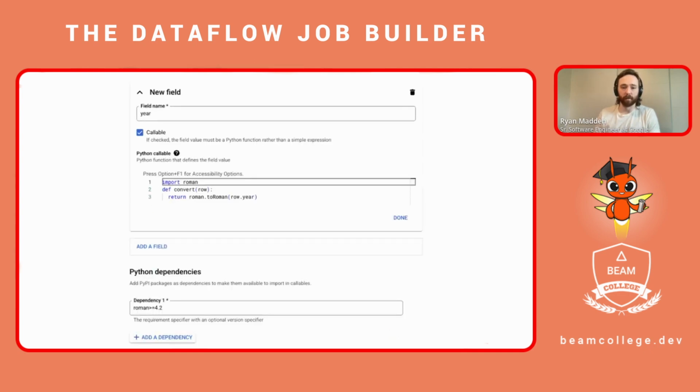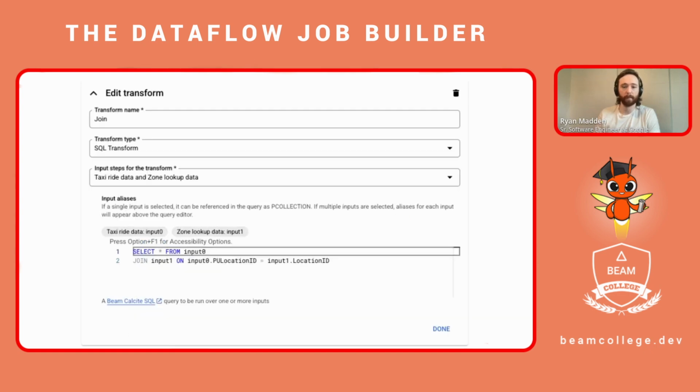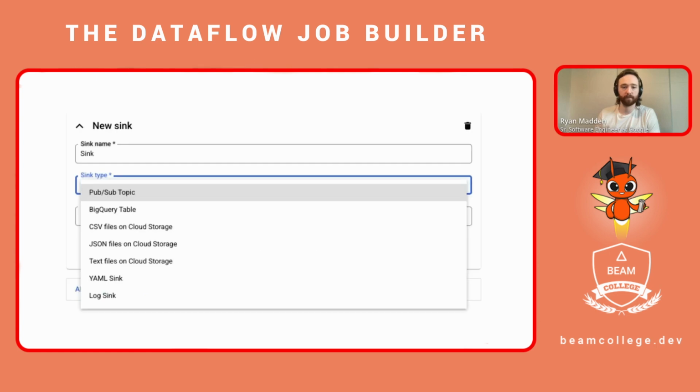New fields can be added with Python expressions or functions, which are referred to as callables. In this screenshot, a dependency is specified and imported in the callable. The SQL transform is also quite popular. It can be used to modify and aggregate records, or to join multiple sources, as shown in this simple example. Sinks in the Job Builder are similar to sources, with PubSub, BigQuery, and Cloud Storage files supported in the form, with other options available via the YAML option.